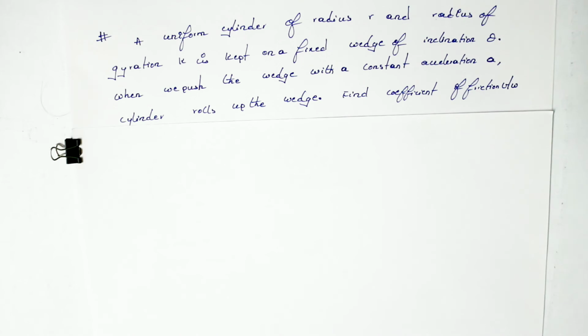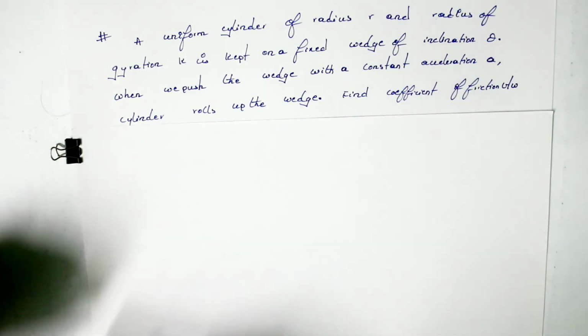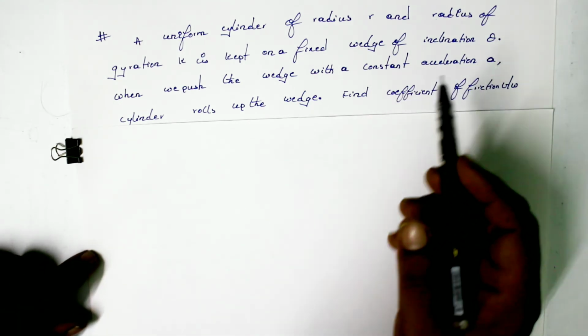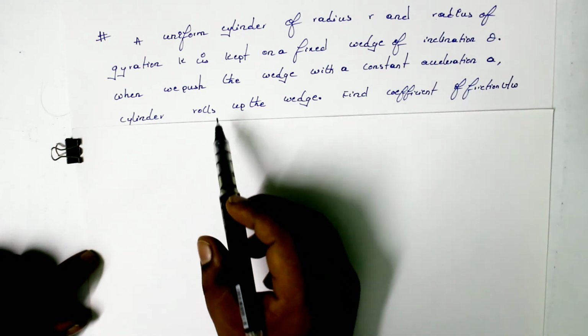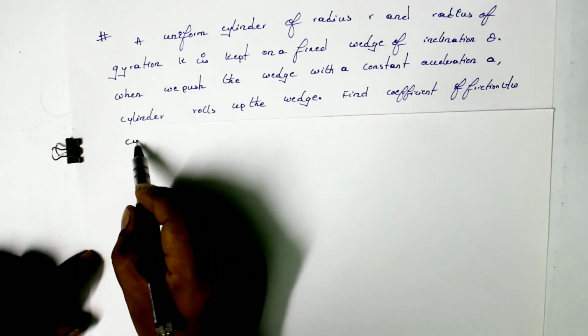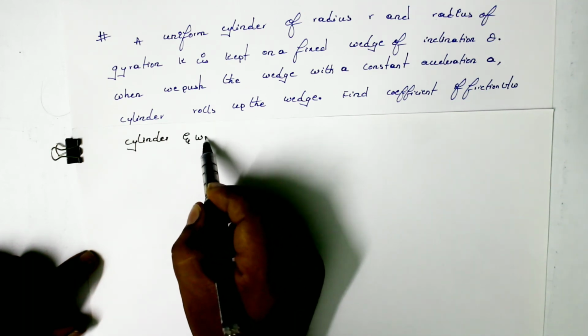So now let us see this question. A uniform cylinder of mass m and radius of gyration k is kept on a fixed wedge of inclination theta. When we push the wedge with a constant acceleration a, the cylinder rolls up the wedge. Find the coefficient of friction between the cylinder and the wedge. That is the question.